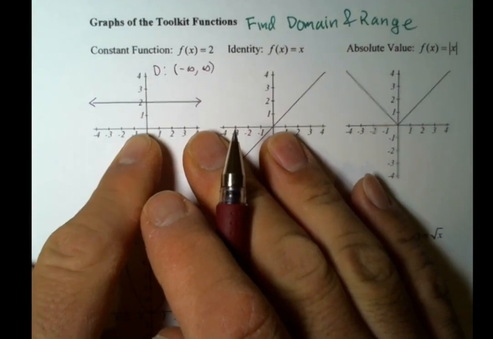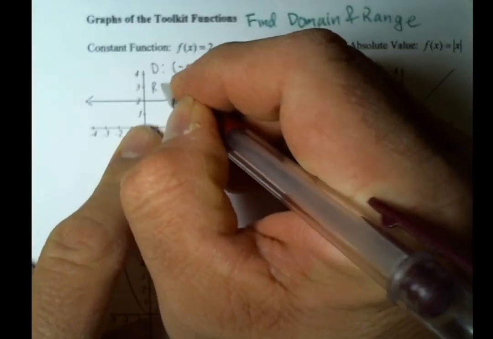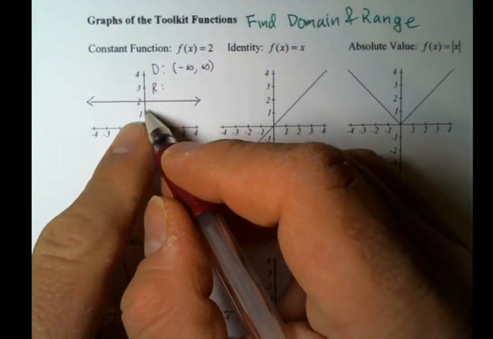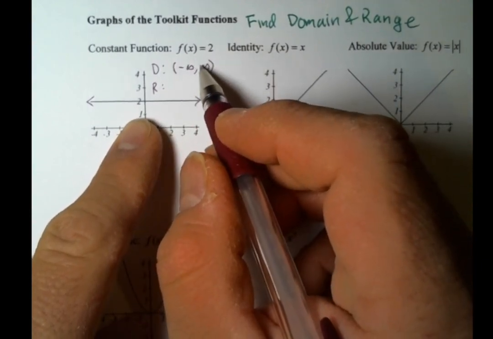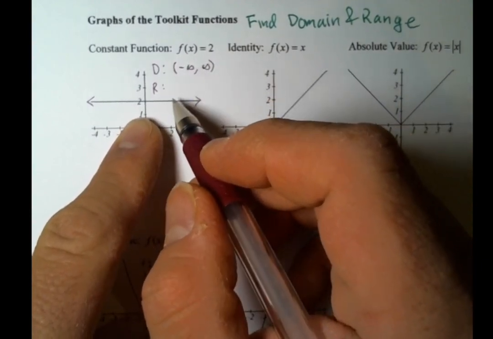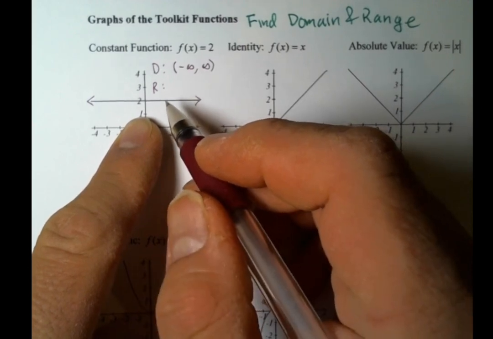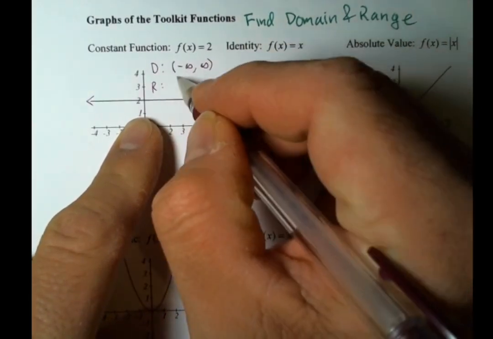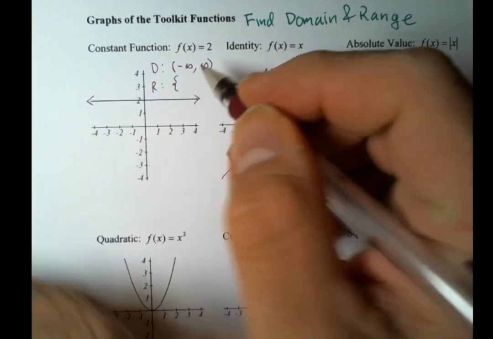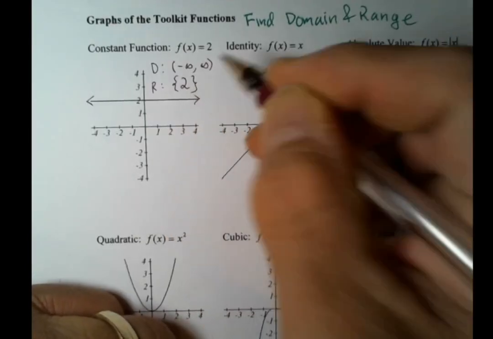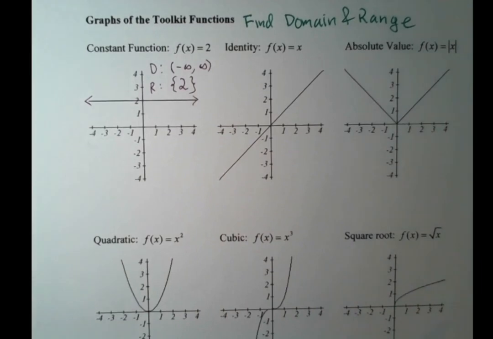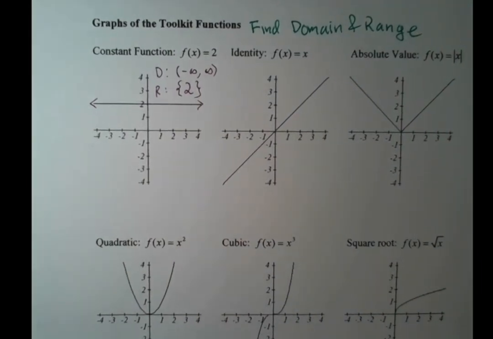Now our range, looking at this, these are the y values. This particular function is f of x equals 2. So f of x is a constant function. It doesn't take any other value other than 2. As we can see, we have a horizontal line. So the range here is simply the number 2. One element, it is always from negative infinity to infinity 2.